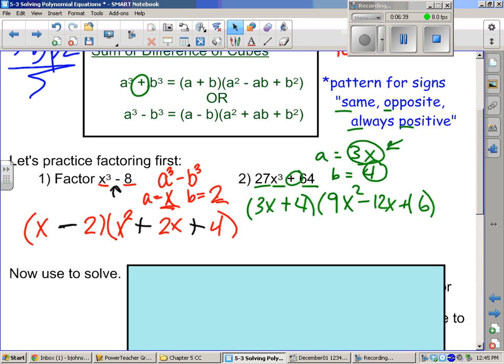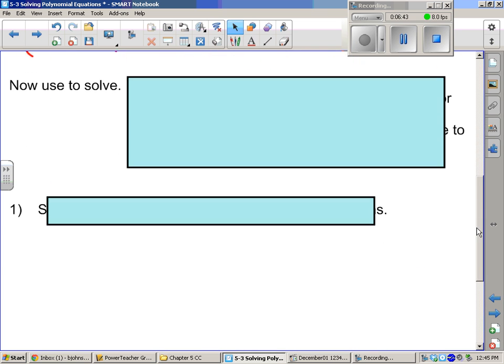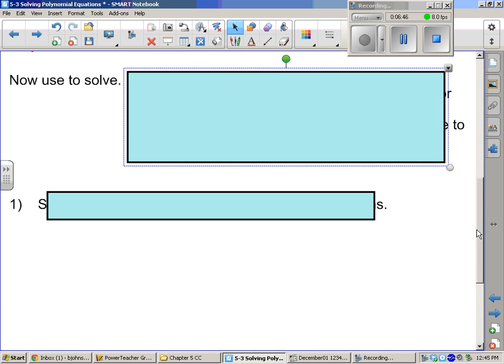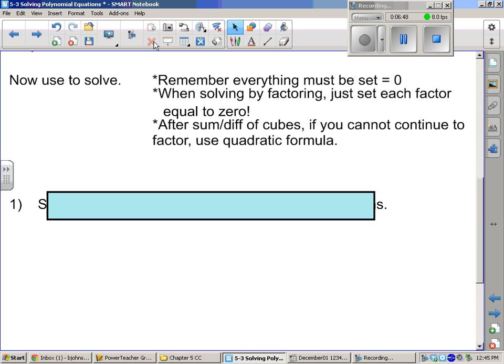Okay. So now that we've got some factoring practice under our belt, let's go down and use it to solve. So make sure you pay attention to the directions. If they say factor, you're just done once you have the parentheses. So when we solve, we want to make sure we have everything on the same side, so therefore set equal to 0. You will factor, like we just learned, and then you will set each factor equal to 0. And then I put a little hint on here. After the sum or difference of cubes, if you cannot continue to factor, which you're not going to be able to factor, we're going to have to use quadratic formula on the big set of parentheses.